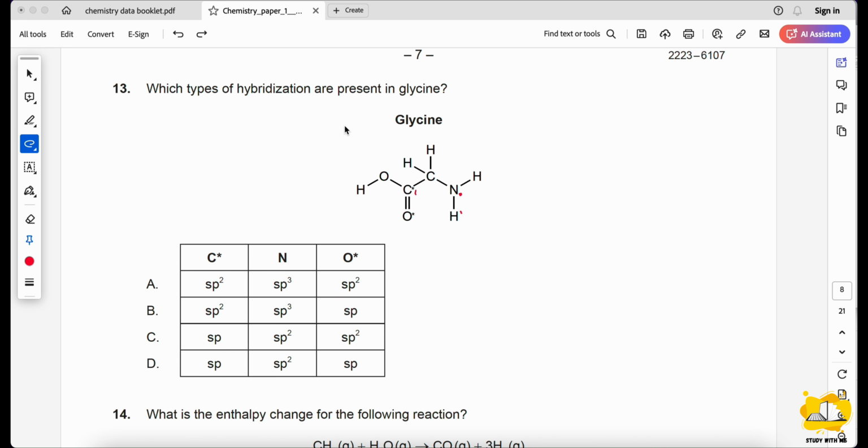Which types of hybridization are present in glycine? So it's asking for this C, O, and N. Okay, for C, let's break it down so it will be a lot clearer. So this will be sp2, and for N, it has a lone pair here, so it will be sp3. For O, C double bond O, that would be sp2. So the answer will be A.